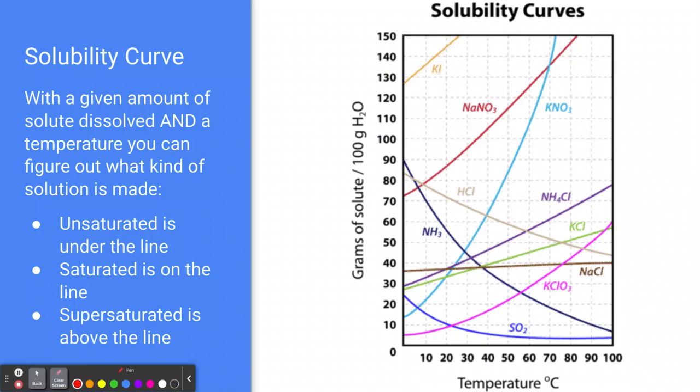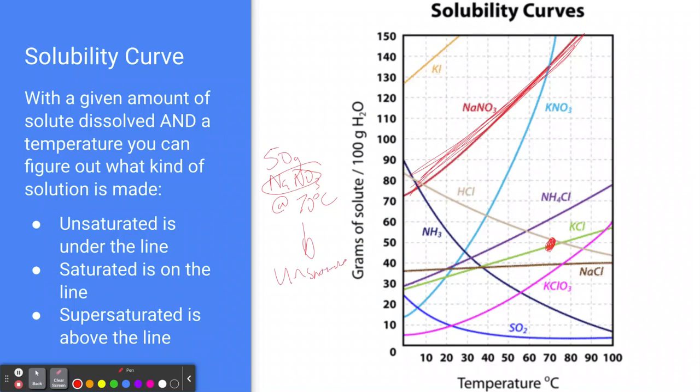So let's say that we had 50 grams of sodium nitrate at a temperature of 70 degrees. What we're going to do is plot that point. We're going to go 50 grams, 70 degrees, and then take a look at it in relation to the line that we care about. This one is sodium nitrate, so we care about this line here. Since that point is below the line, we would call that unsaturated.